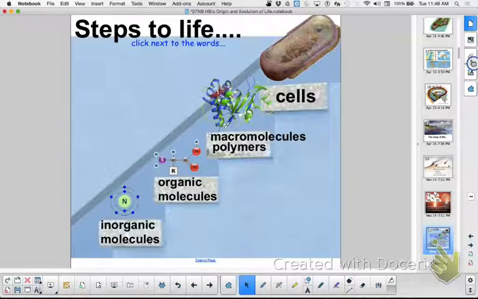Bottom rung. What's on the bottom rung? If we're trying to get to a living cell, what's on the very bottom? These inorganic molecules would be what would come out of a volcano. So how could we make these become the next step, which is organic molecules?